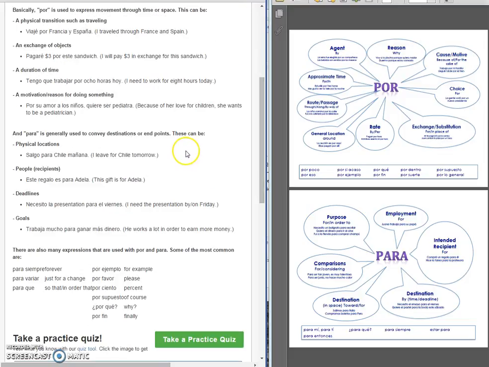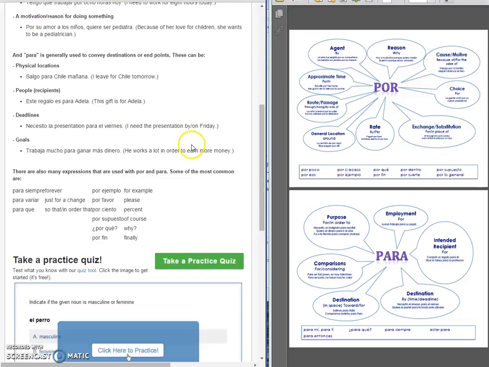And then moving on for para, you're going to convey destinations or endpoints. Y'all know I love that pretty little graph that's a big old circle and it's got like the compass kind of through the middle. And the por are the lines in the middle of that circle, and the para are the endpoints or the destinations. So that's what para is conveying here, the destinations or endpoints.